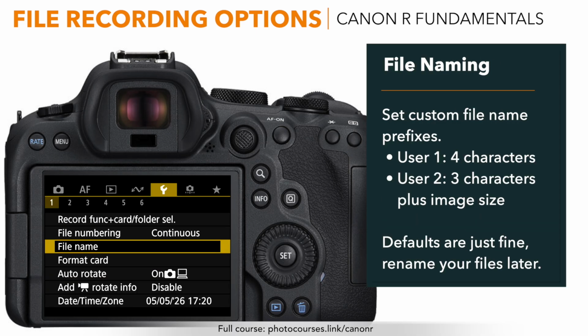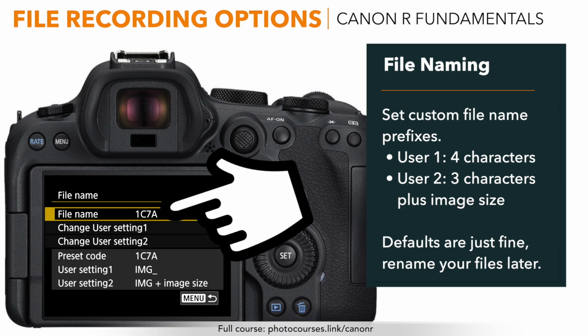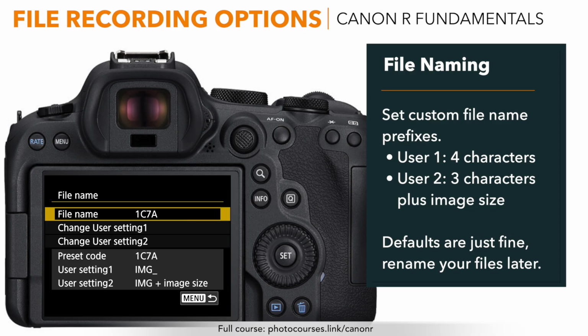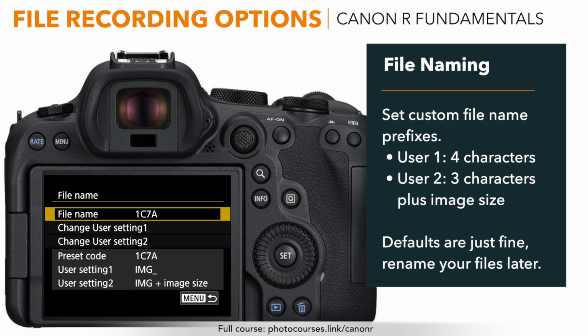In many cameras, you will also see a file naming option in the Setup menu. This is where you can choose how your photos are named. By default, file names are going to start with some random 4-character name, followed by a sequence number. But you can change that random file name, the preset code, by creating your own user setting prefixes. You can change this prefix to help your organization. For example, if you have multiple cameras and you want to know which files were created by which camera. That's the most common use case for this feature.